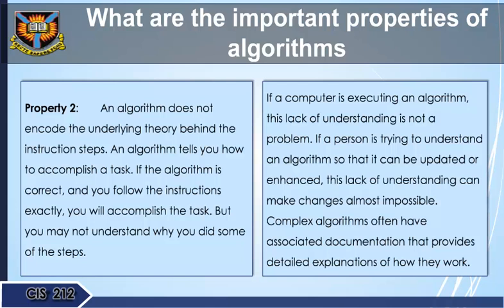Property 2. An algorithm does not encode the underlying theory behind the instruction steps. An algorithm tells you how to accomplish a task. If the algorithm is correct and you follow the instructions exactly, you will accomplish the task, but you may not understand why you did some of the steps. If a computer is executing an algorithm, this lack of understanding is not a problem. If a person is trying to understand an algorithm so that it can be updated or enhanced, this lack of understanding can make changes almost impossible. Complex algorithms often have associated documentation that provides detailed explanations of how they work.